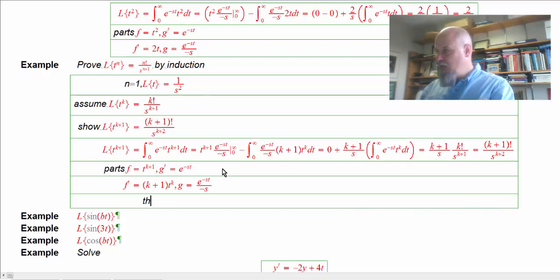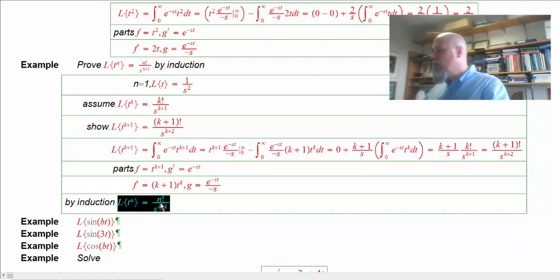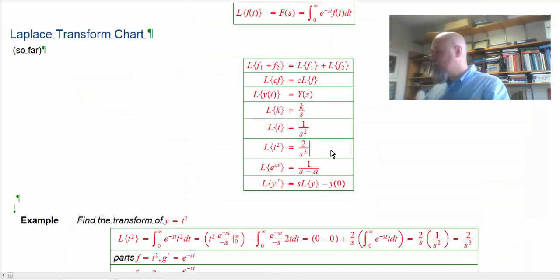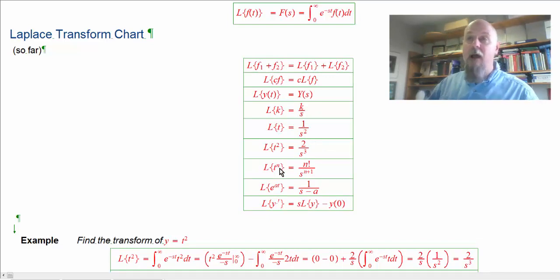Therefore, QED, or by induction, let's go by induction. By induction what? Well, by induction, the transform of t to the n. So I've got this formula. The transform of t to the n is n factorial over s to the n plus 1. So we can add this to our chart. So now I can transform t to any power. Since we can transform t to any power, we can now transform any polynomial, because a polynomial is just going to be a linear combination of t to some powers.